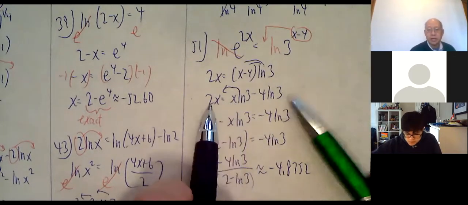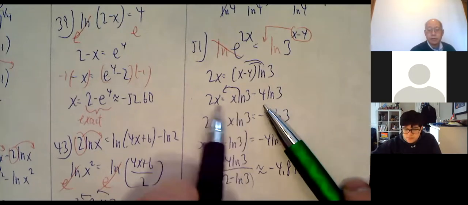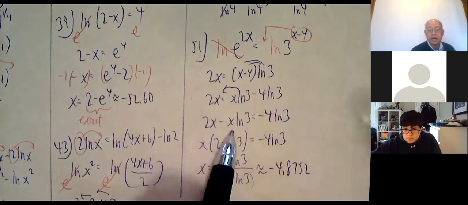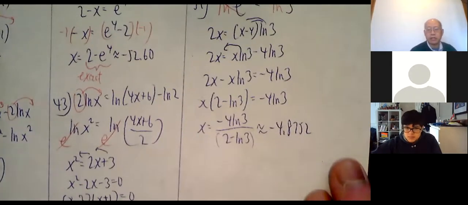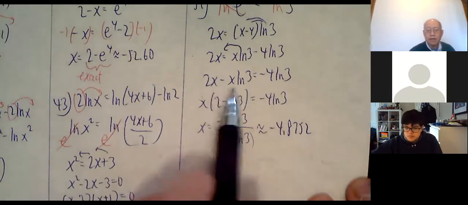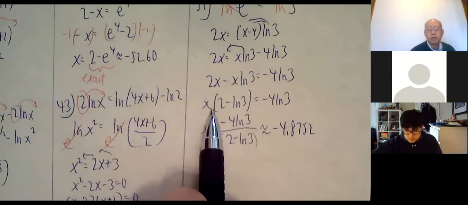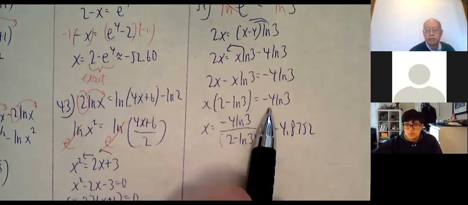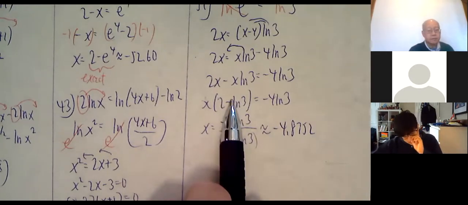Okay, solve for x. So I distribute: x ln 3 minus 4 ln 3. Okay, get all the x's together. So subtract this: 2x minus x ln 3 equals negative 4 natural log of 3. ln stands for natural log again. Factor out the x: x times (2 minus ln 3) equals negative 4 ln 3. And just divide both sides by this, and you've isolated the x.